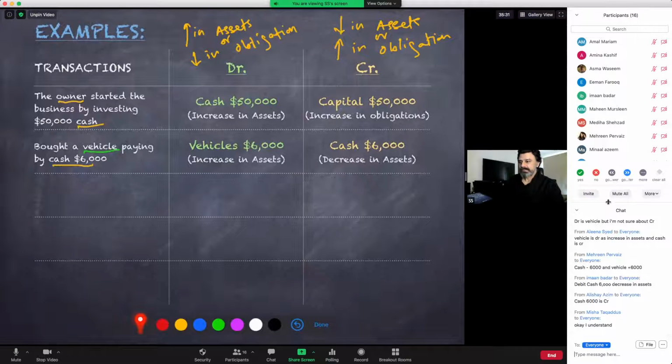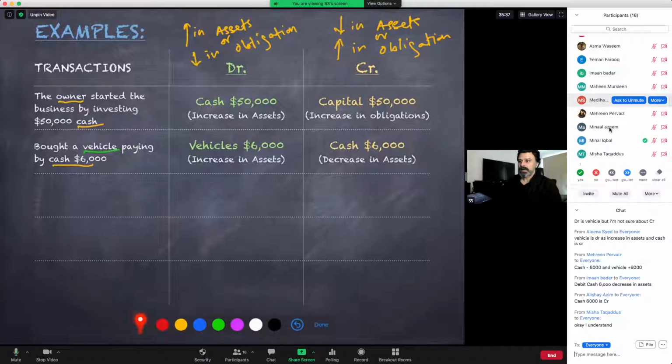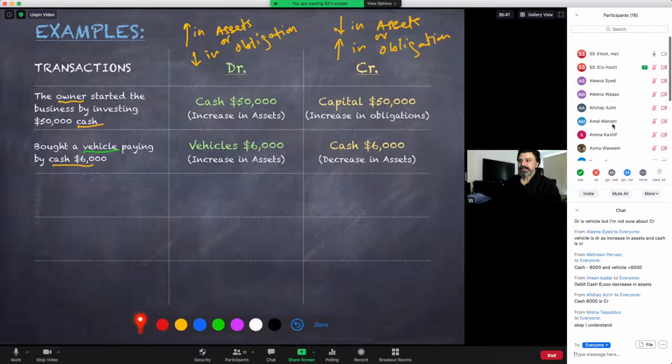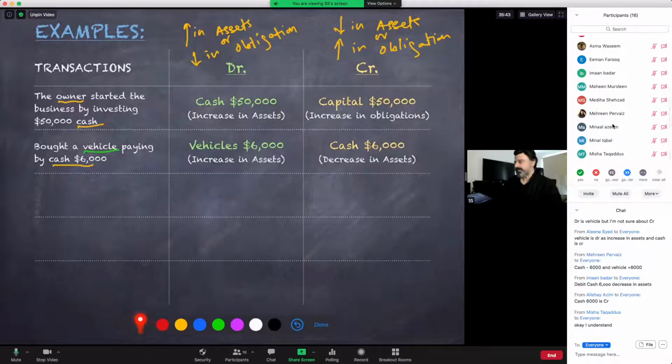Okay, great. Anyone else having trouble understanding this part? Give me a red mark or okay, Minal understood. Great. Okay, so we move on now.